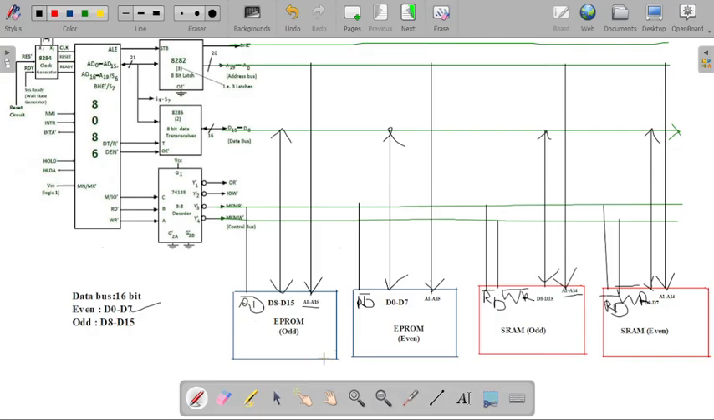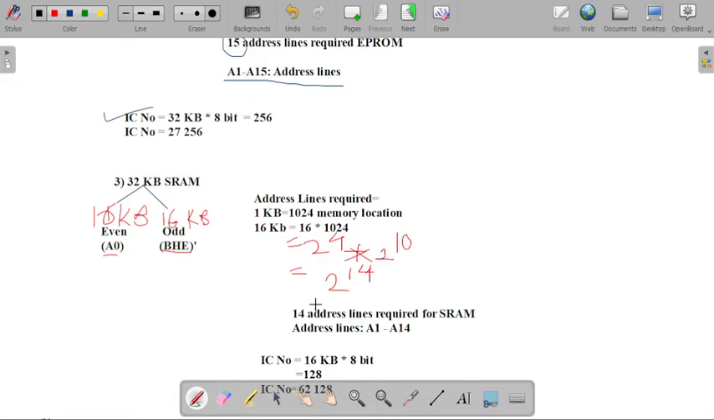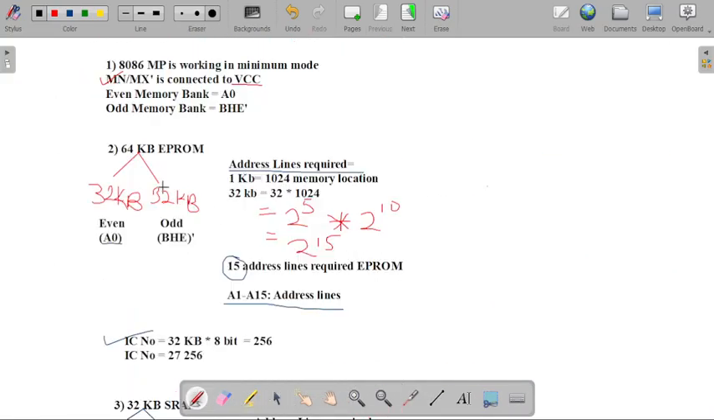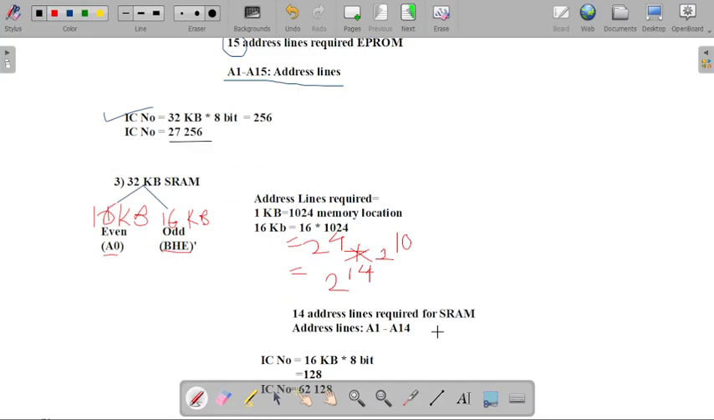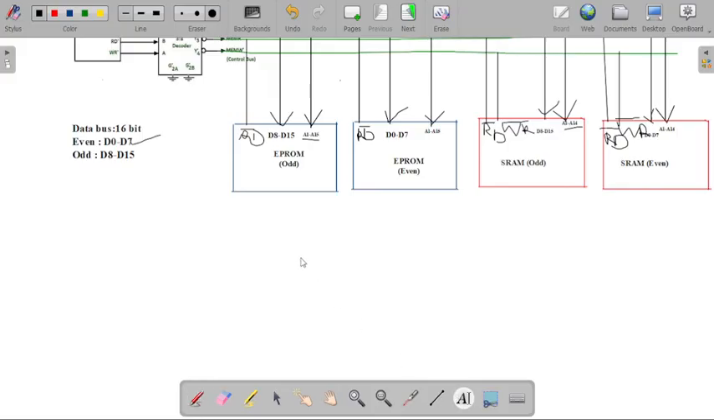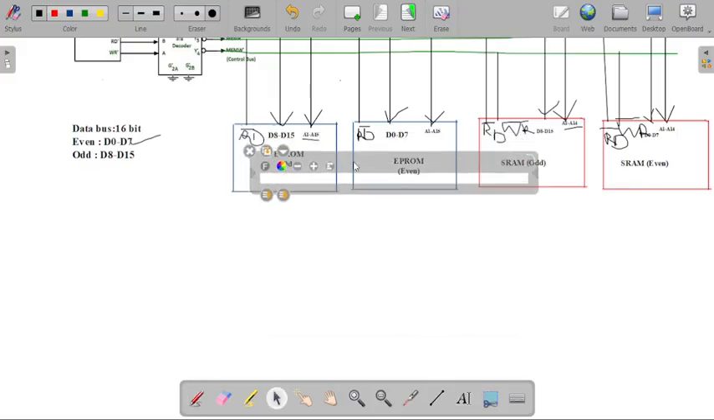Now we have to write the IC number for our EPROM as well as SRAM that we have already calculated. So what is the IC number for our EPROM? That is 27256. So I'm writing here 27256 for our EPROM.